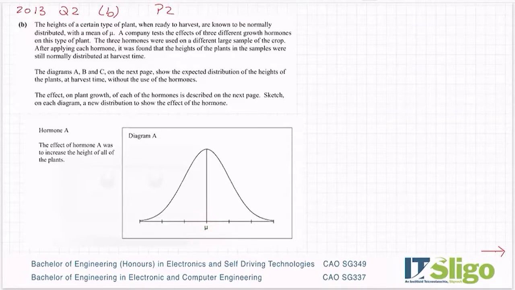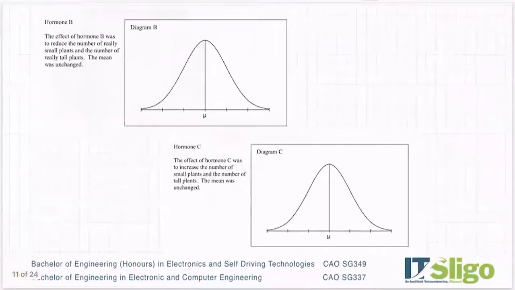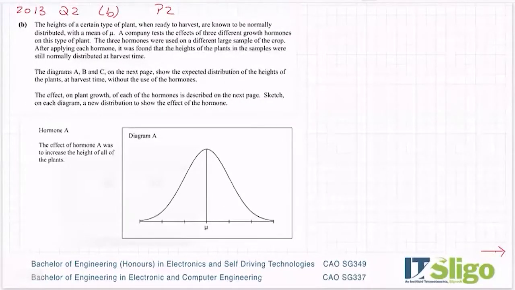A company tests the effects of 3 different growth hormones on this type of plant. The 3 hormones were used on a different large sample of the crop. After applying each hormone, it was found that the heights of the plants in the samples were still normally distributed at harvest time. The diagrams A, B, and C on the next page show the expected distribution of the heights of the plants at harvest time without the use of the hormones. So this is A, this is B, this is C, okay? So that's before the hormones. The effect of plant growth of each of the hormones is described on the next page. Sketch onto the diagram a new distribution to show the effect of the hormone.